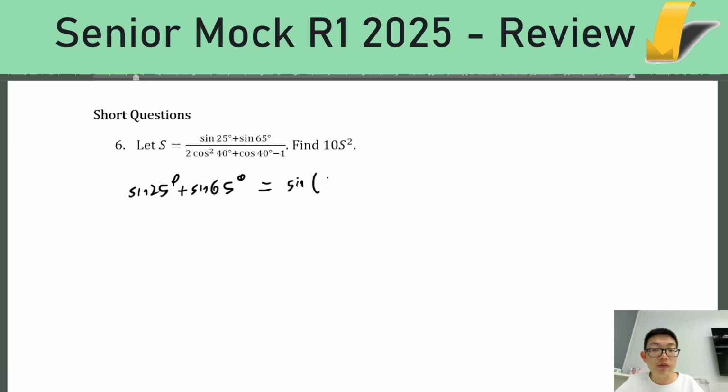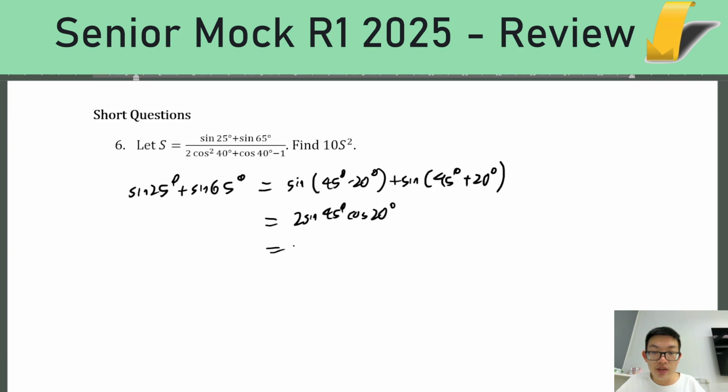The premise of sum to product is to write the angles as a sum and a difference. That's pretty easy to do, right? Just get the average and then you add and subtract half the distance. These will cancel, and so you get √2 cosine 20 degrees.